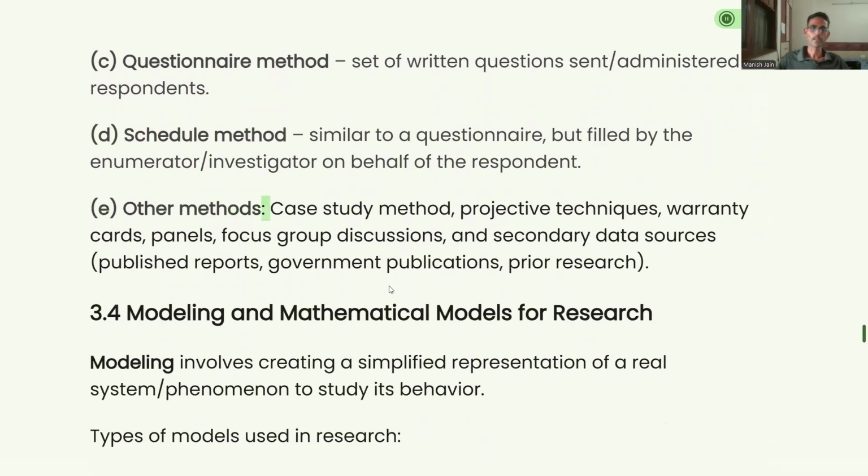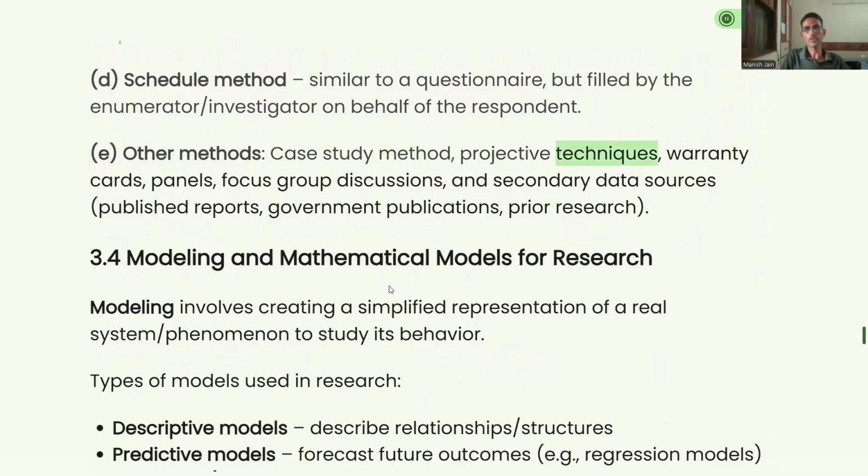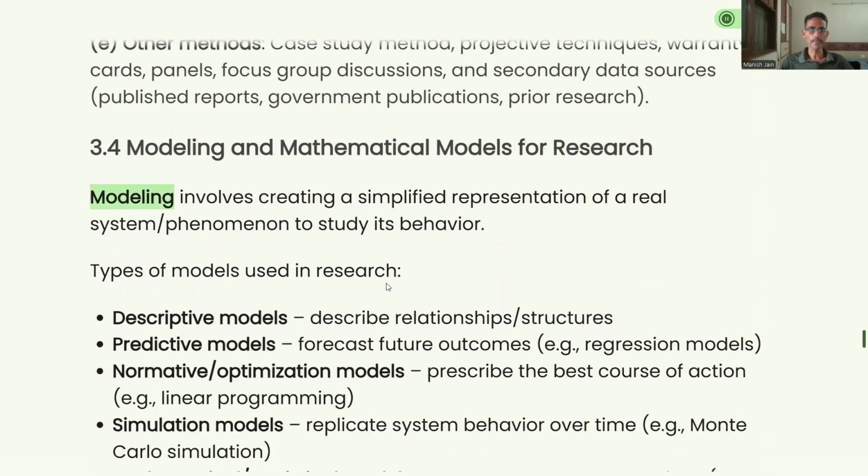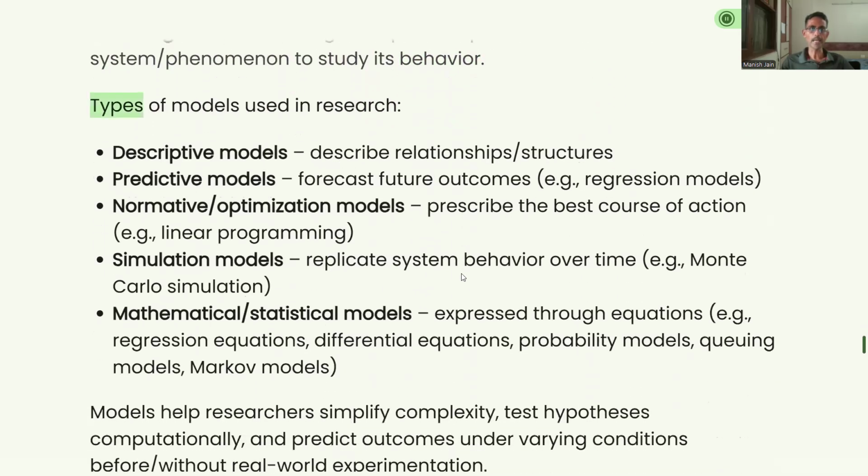E. Other methods: case study method, projective techniques, warranty cards, panels, focus group discussions, and secondary data sources such as published reports, government publications, and prior research. 3.4 Modeling and mathematical models for research. Modeling involves creating a simplified representation of a real system or phenomenon to study its behavior. Types of models used in research.